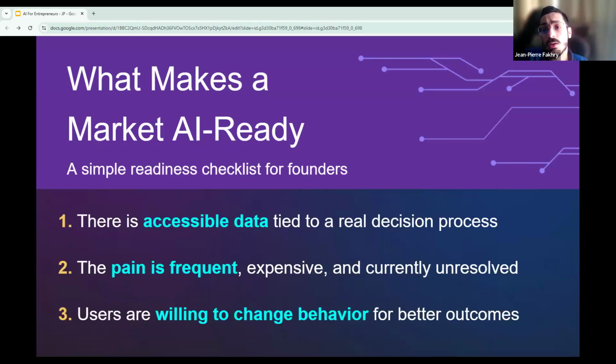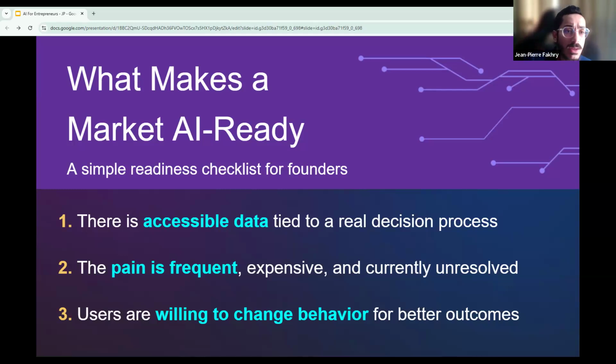Now, basically here, what makes a market AI ready? I have a question, guys, here. Is there data tied to a real decision? Like, do you have any idea? For example, if the workflow that you want to improve generates zero digital data, no logs, no records, no transactions, you will basically spend most of your time collecting data before you can build anything. So here, it is very, very important that there is accessible data that is tied to a real decision process.